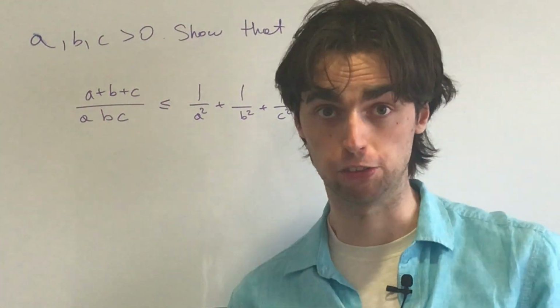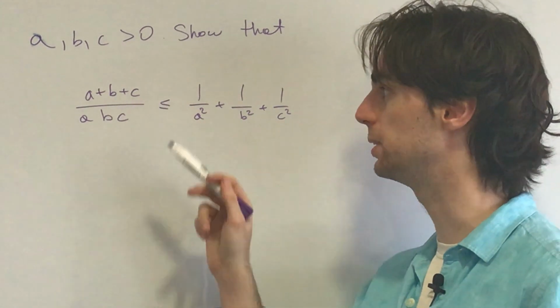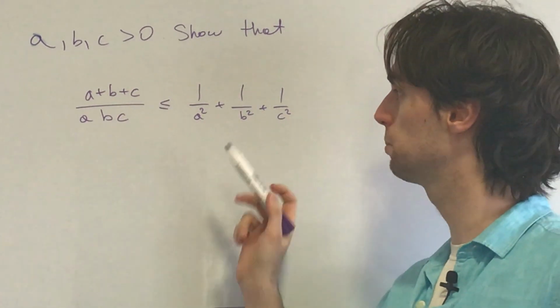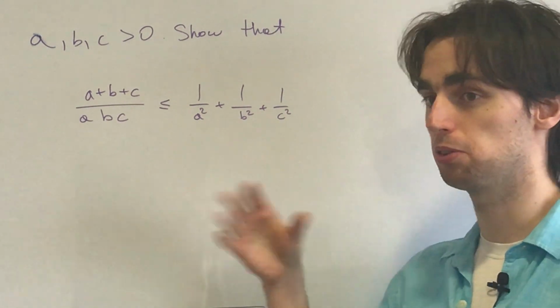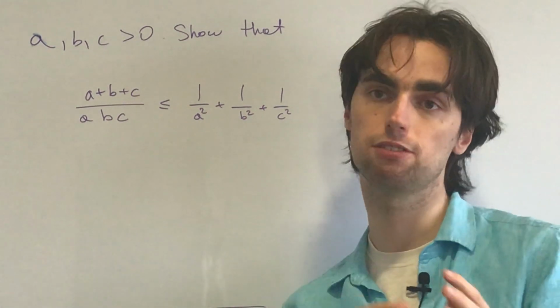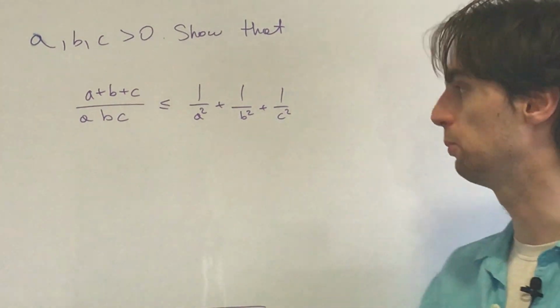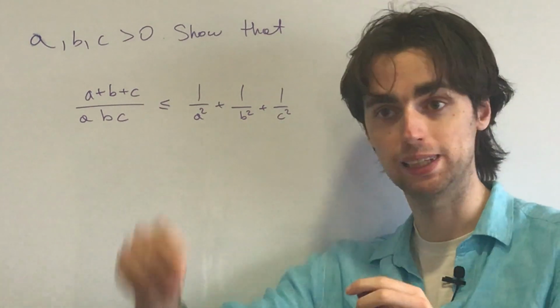We have a, b, c positive real numbers, and we show that (a plus b plus c) over abc is less than or equal to 1 over a squared plus 1 over b squared plus 1 over c squared. What I would invite you to do here is try this problem out for a minimum of 5 minutes, ideally 15, but not more than half an hour. This is a technique building problem. We want to learn how to solve inequalities. So now, without further ado, let's begin.